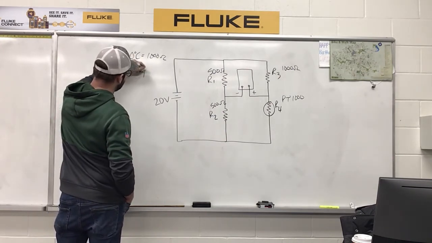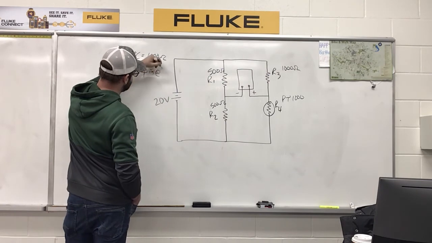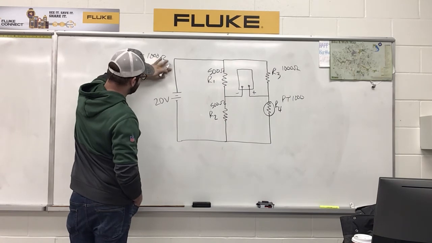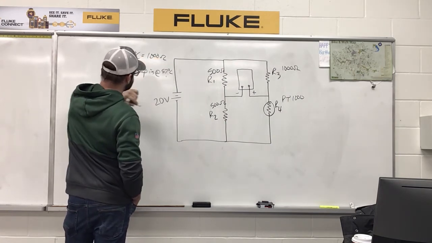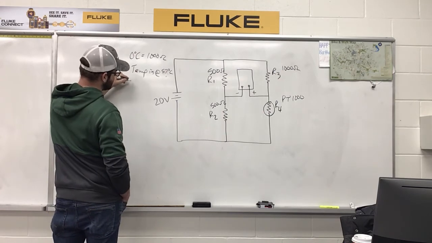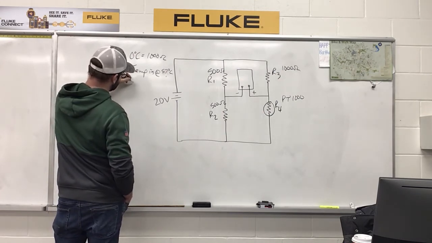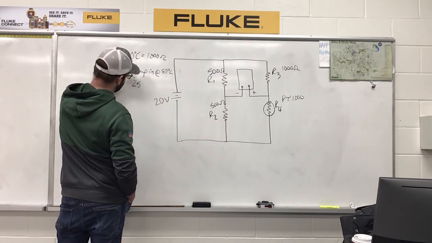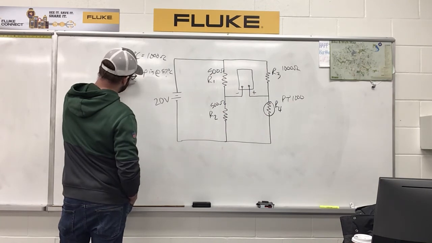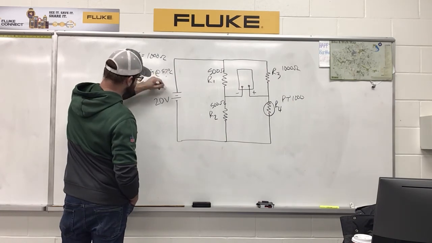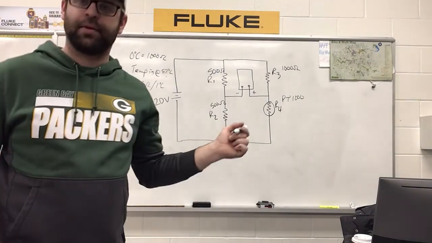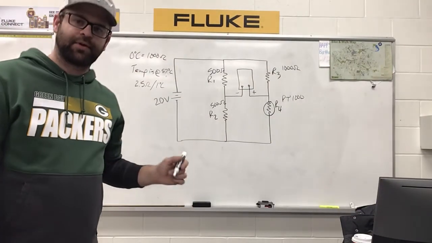Temp is at, 50 degrees, no, let's do 57 degrees Celsius, and we change, let's do 2.5 ohms per 1 degree Celsius. All right, so if you can go through and bang that one out.